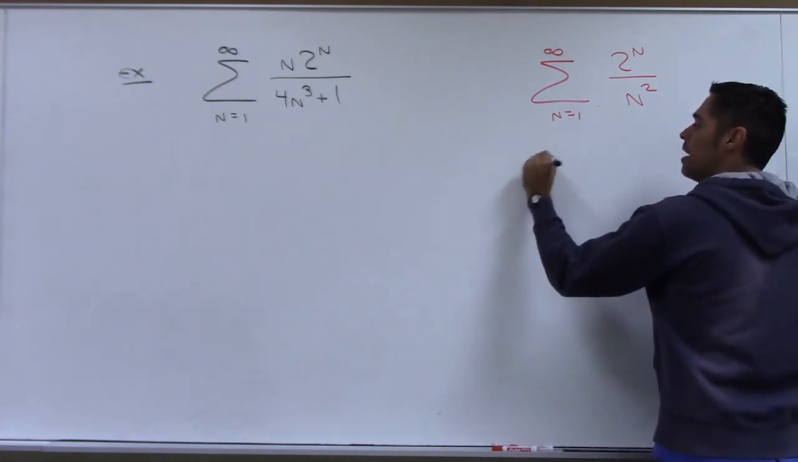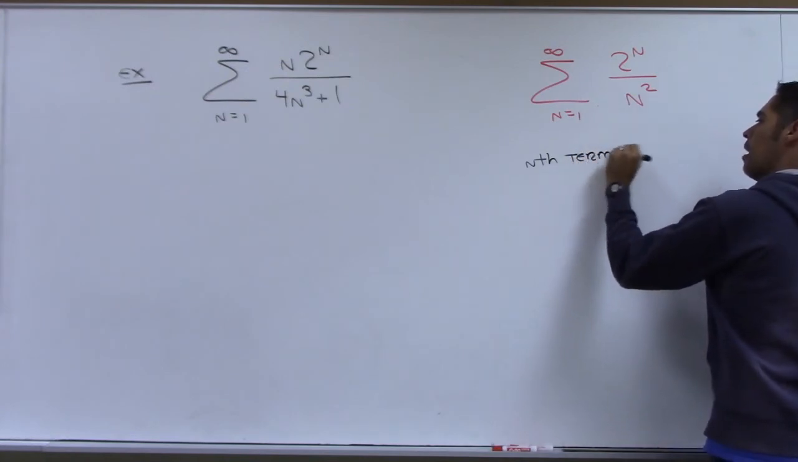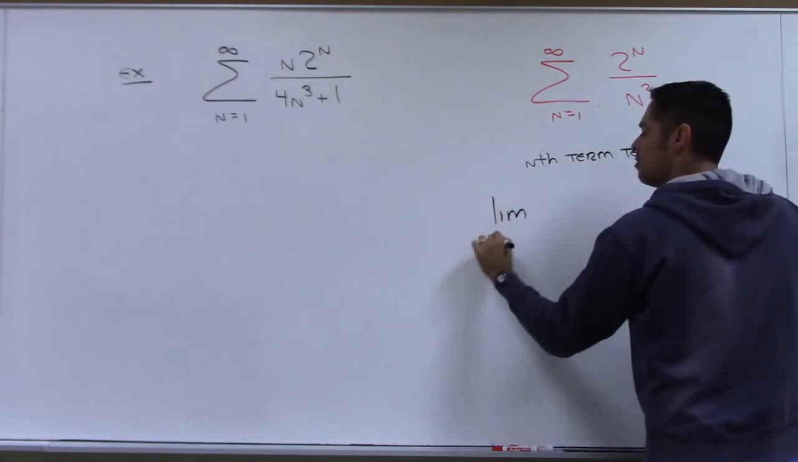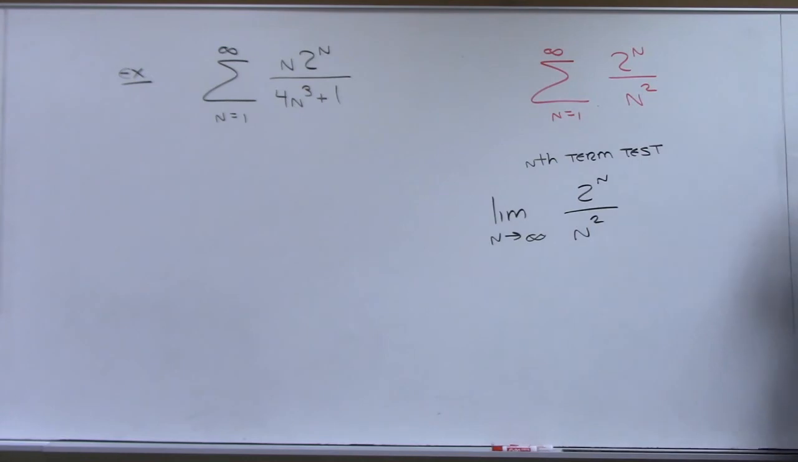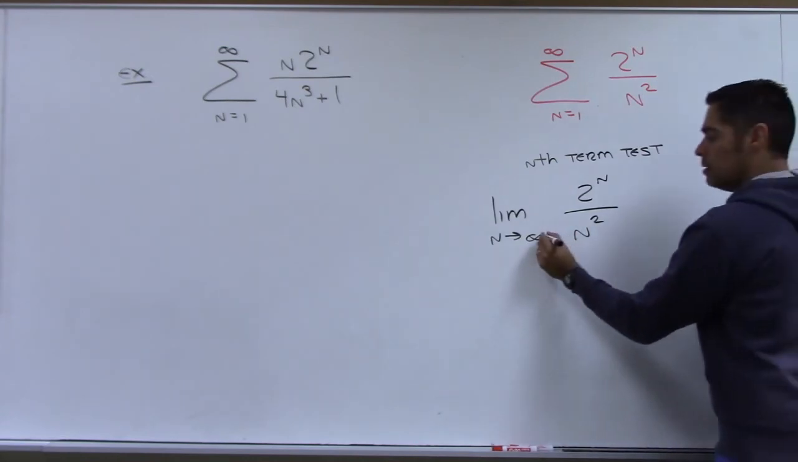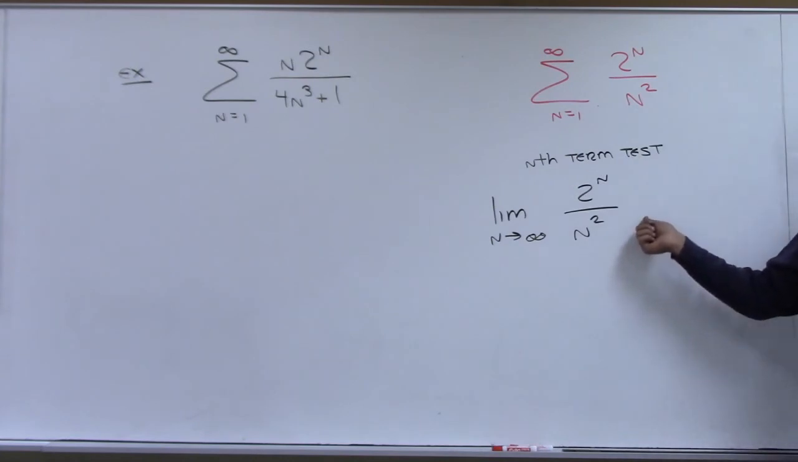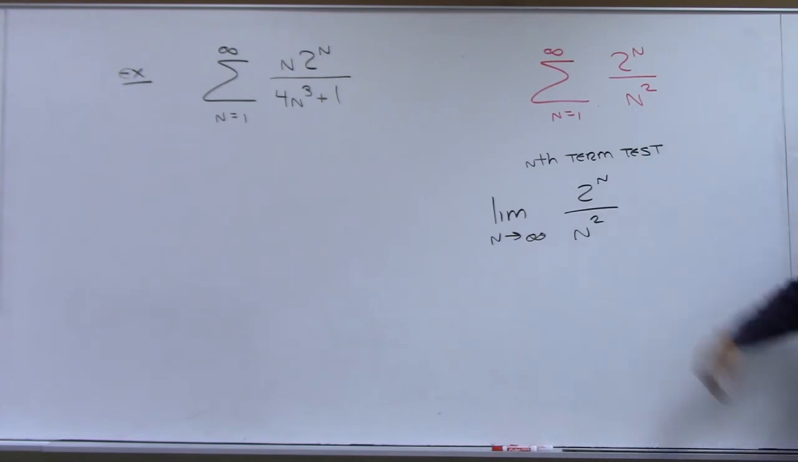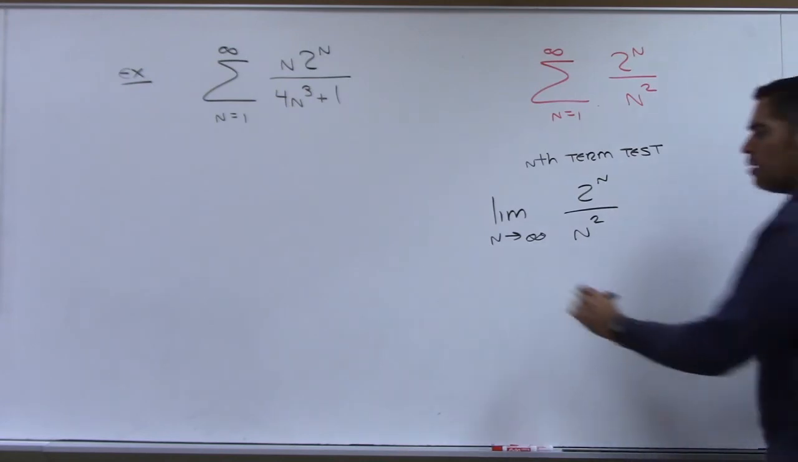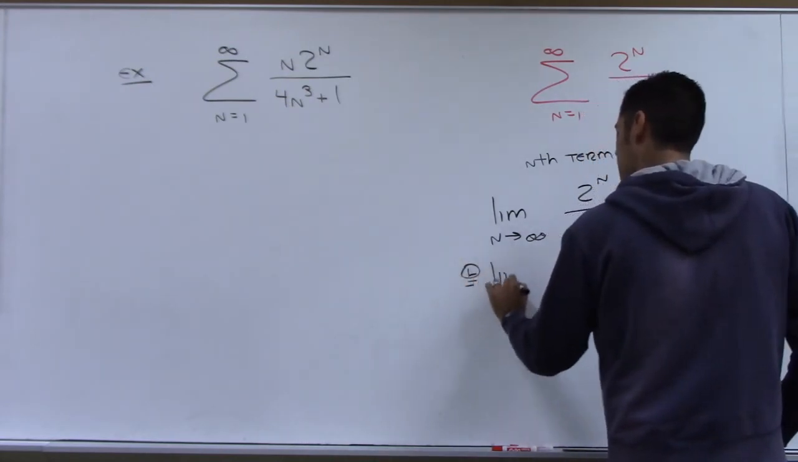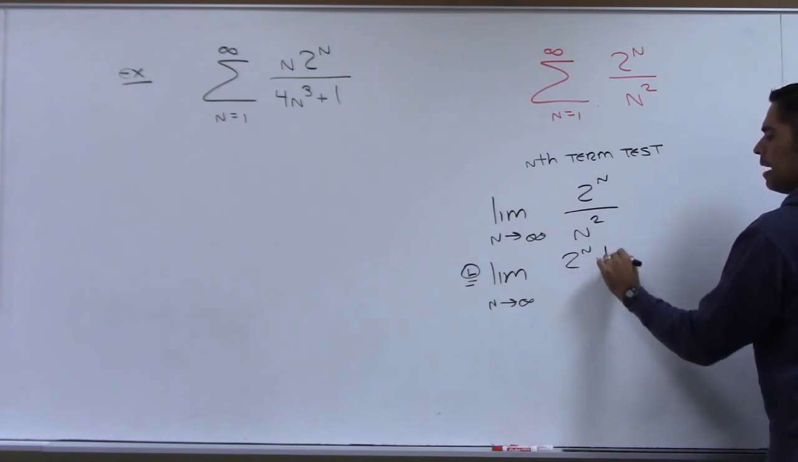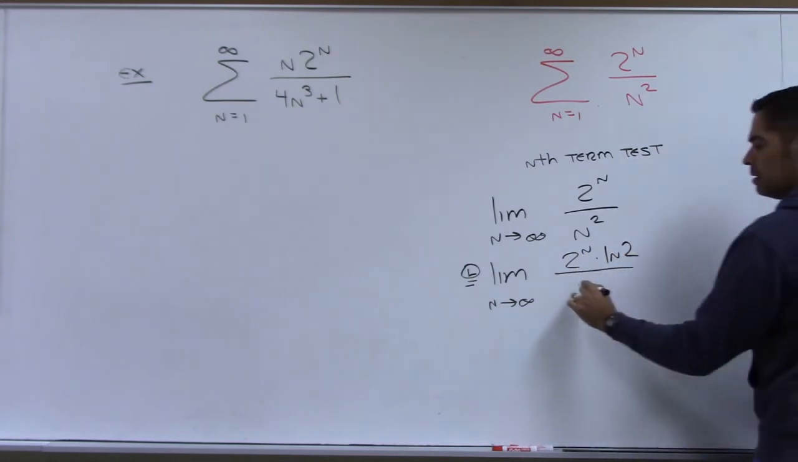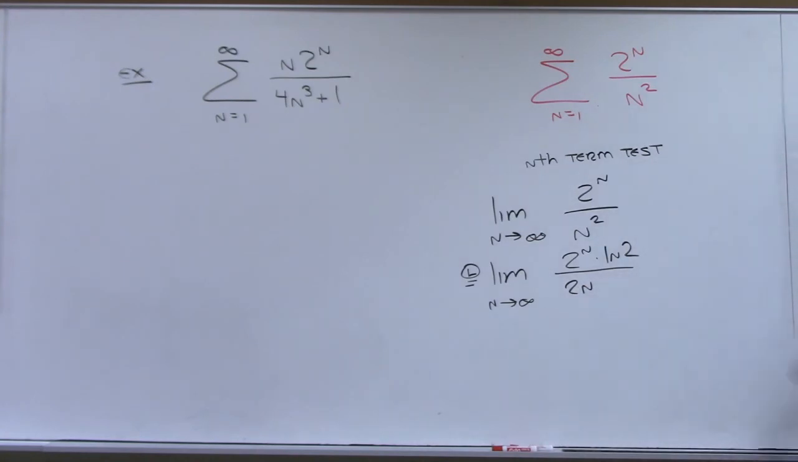How about I do the nth term test on this? So what's the limit as n goes to infinity of 2 to the n over n squared? What am I hoping this turns out to do? To go anywhere except 0, right? So it's infinity over infinity. We do L'Hopital one time. Derivative of the top, 2 to the n ln2. Derivative of the bottom, 2n. Still have infinity over infinity. Do it again.